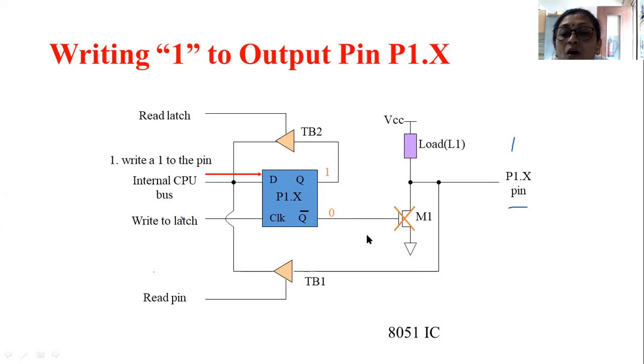It is in off condition. So when the MOSFET is in off condition, it will act as an open switch. Means these 2 points will be open. So when this is open, the current will flow from VCC to the output pin, and at the output pin the voltage VCC will be present, and voltage VCC is nothing but logic 1. So this is as if we are writing logic 1 to the pin of the port.